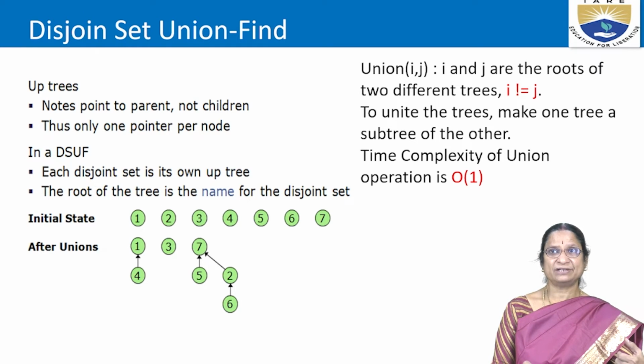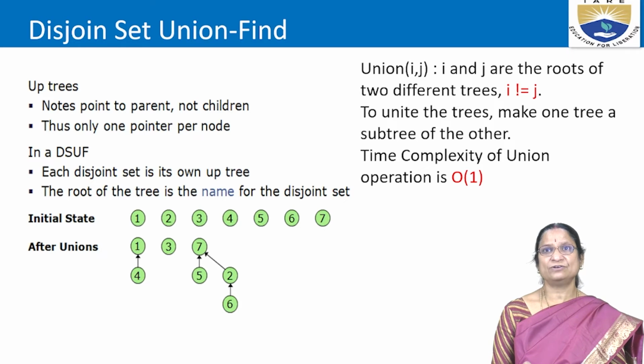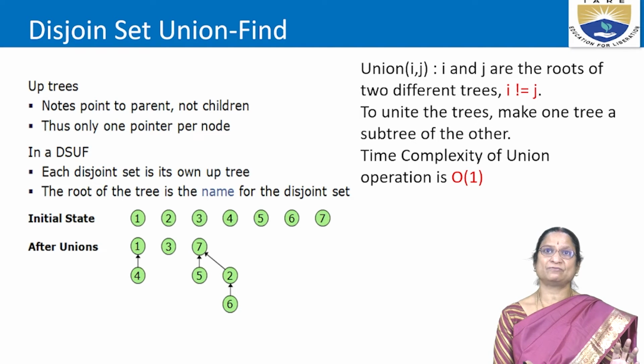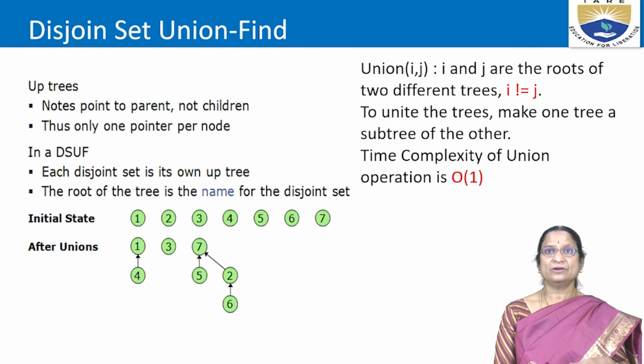Two roots of two different trees. Remember, i is not equal to j. Both of them should not be equal. Union the trees: make one tree a subtree of the other. One tree is going to be a subtree of the other. What is meant by union? Union means we are writing all unique values.